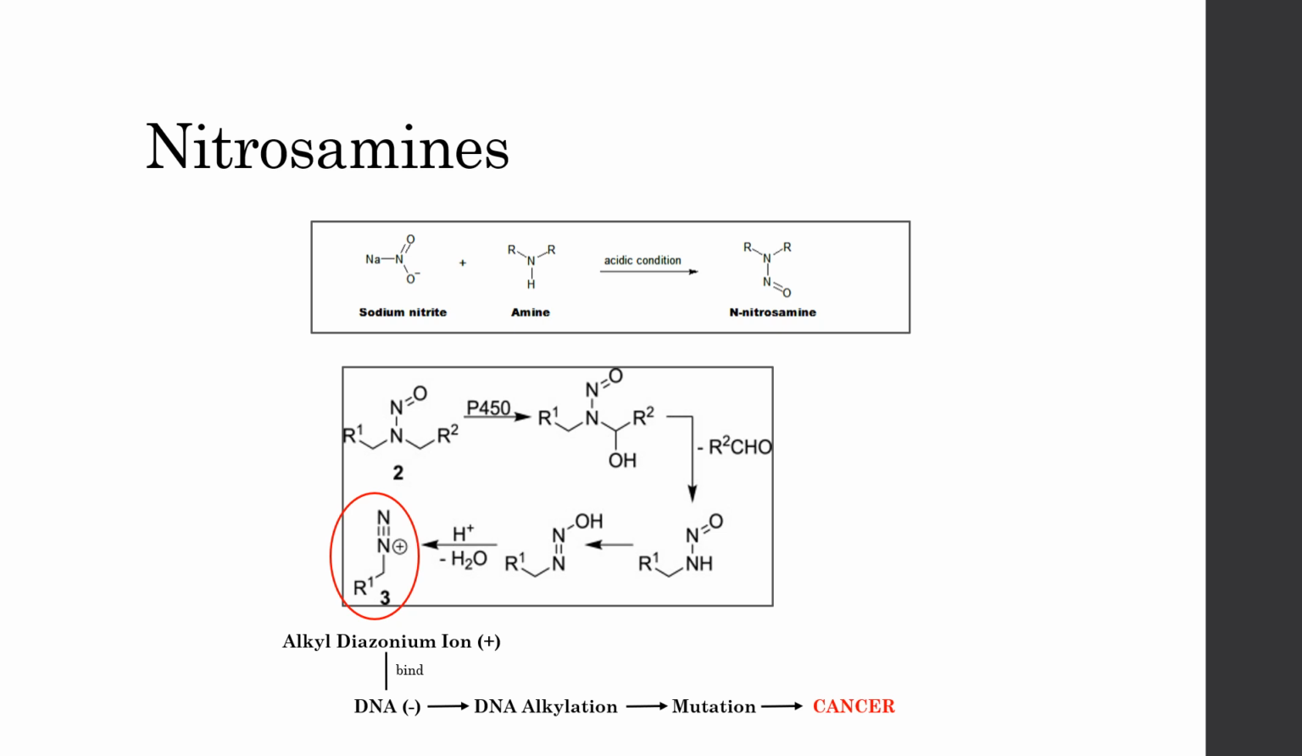When entering the body through the oral route, this compound is metabolized by cytochrome P450, shown in the reaction below, which has a well-known detoxifying role for the organism. And after a series of reactions, as you can see, we end up with this positively charged nitrogen atom linked through a triple bond to another nitrogen atom. This is called an alkyl diazonium ion, and it is the main source of carcinogenicity when speaking about nitrosamines.